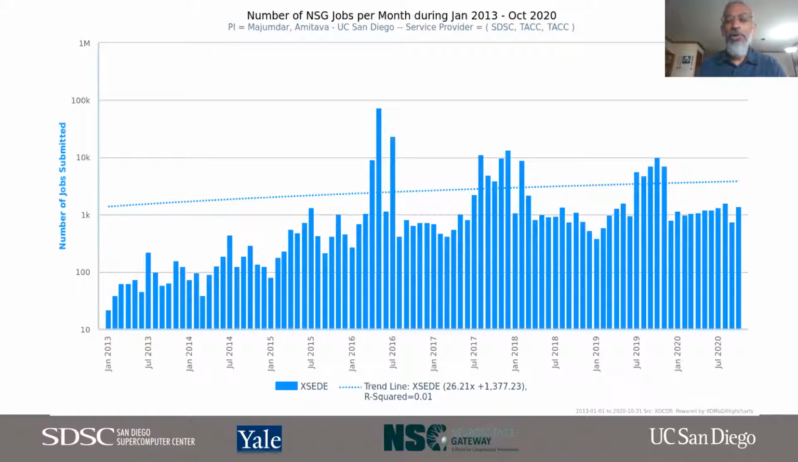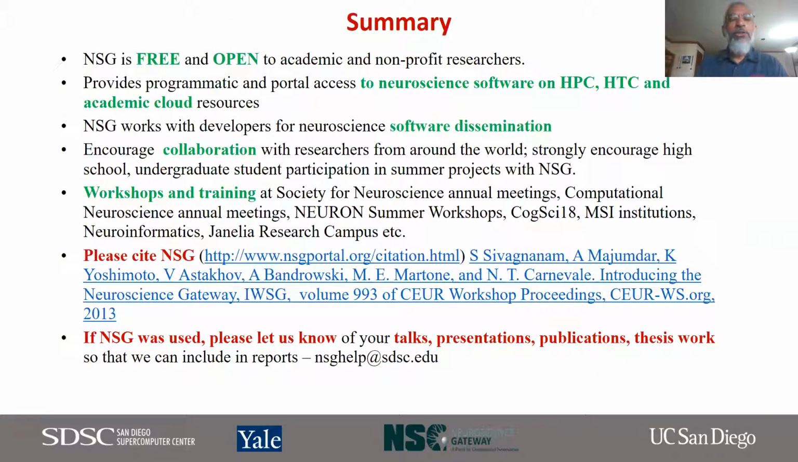This shows the number of jobs that ran on NSG since January 2013. You can see some months there were 70,000 jobs run, but typically a few thousand jobs run a month. So to summarize, NSG is free and open. We provide neuroscience software for both modeling and high throughput computing for data processing. NSG is trying to be a software dissemination platform. We have many workshops and training, but the last two bullets are very important for us.